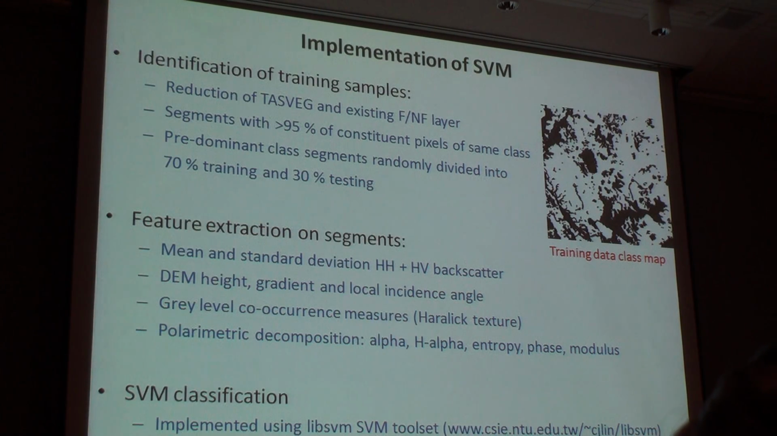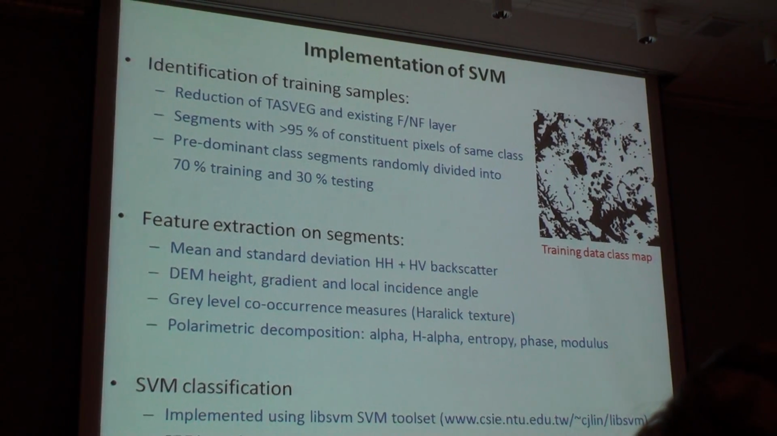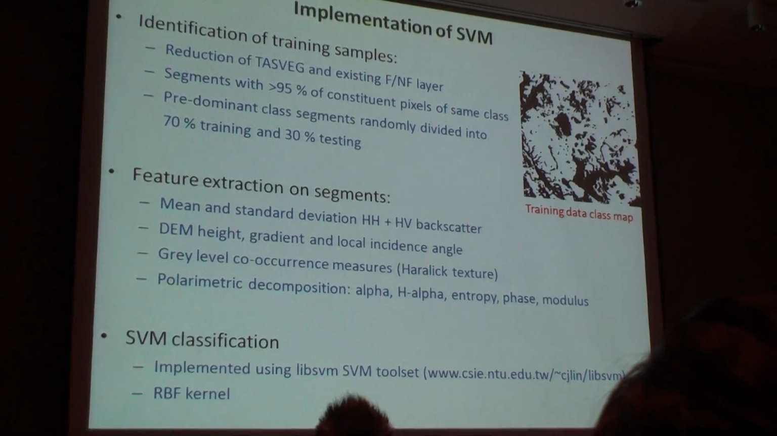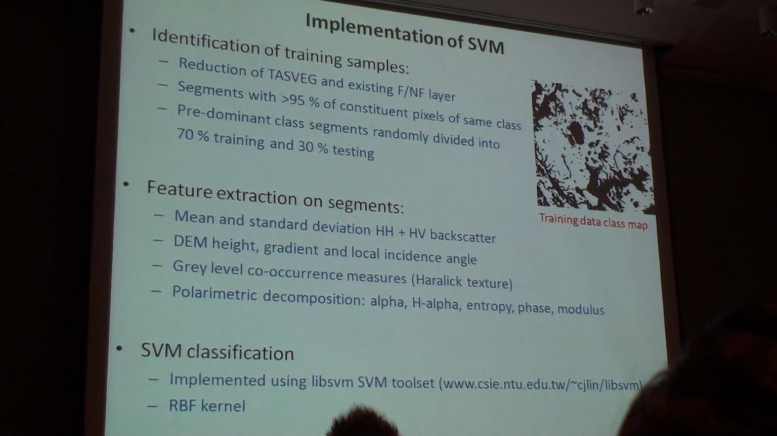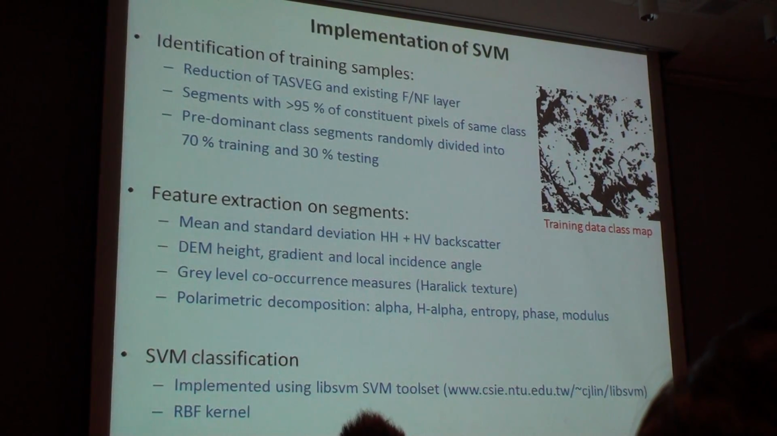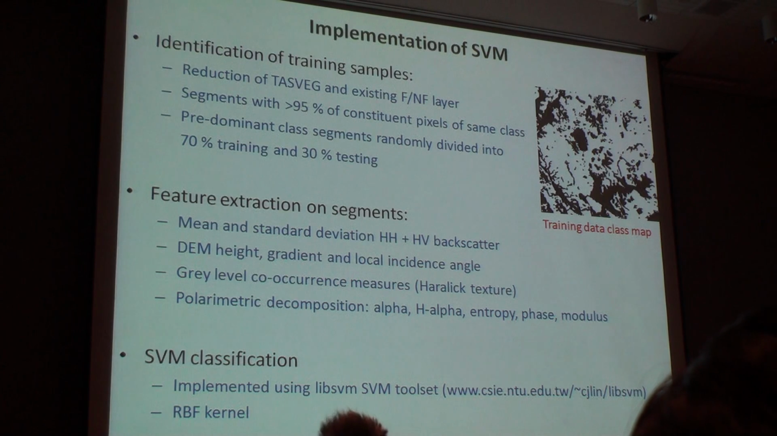So to implement it, in order to select our training data, we basically took the TAS veg layer and an existing forest-non-forest map and merged these. We established a rule that said where greater than 95% of those pixels were of the same class in both layers, that was adequate to use as training. We took about 10% of those segments, split those 70-30 to provide the training and testing data, and then used the feature extraction on the segmented data.